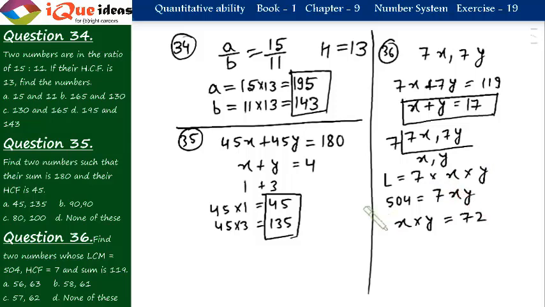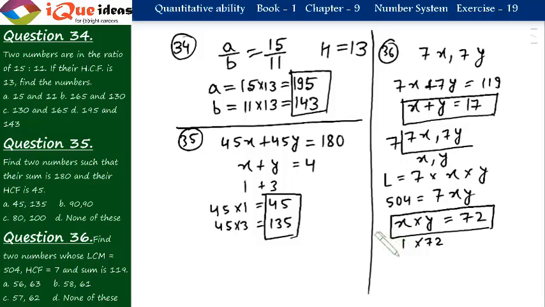So we already have x plus y equal to 17 and x into y equal to 72, and there cannot be any common factor between x and y. So if you break 72 into two parts as a product, it will be 1 into 72. You cannot take 2 into 36 because 2 is common.